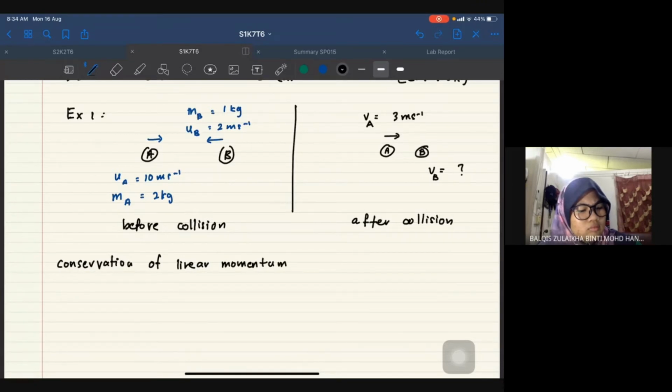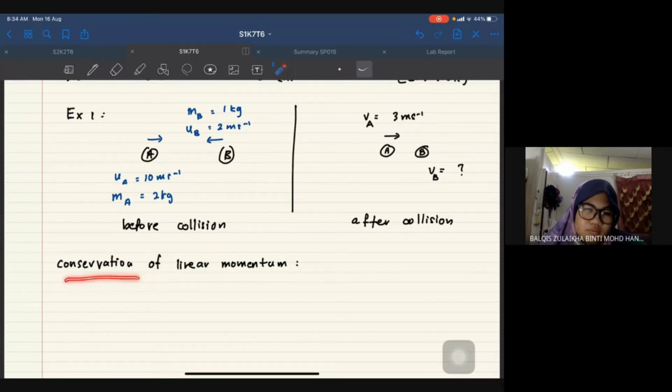What does it mean by conserve? It's constant. Apa yang constant? Kalau total momentum dia, conservation is constant, yes. Total, sorry, momentum apa? Dia constant. Total momentum is constant, correct.